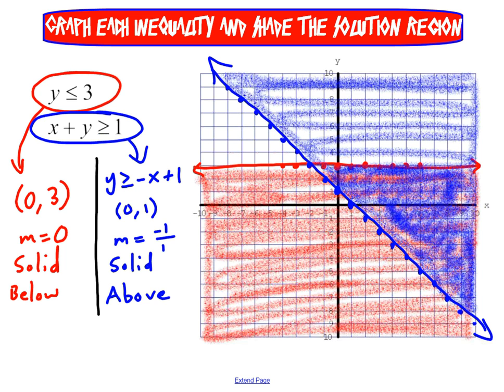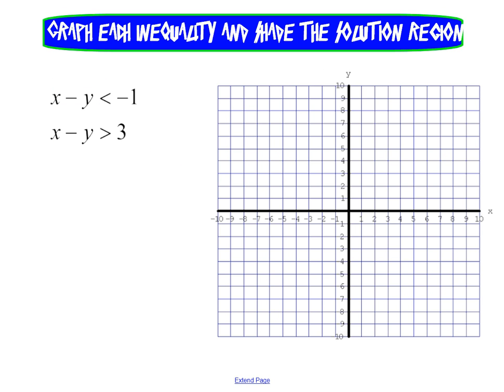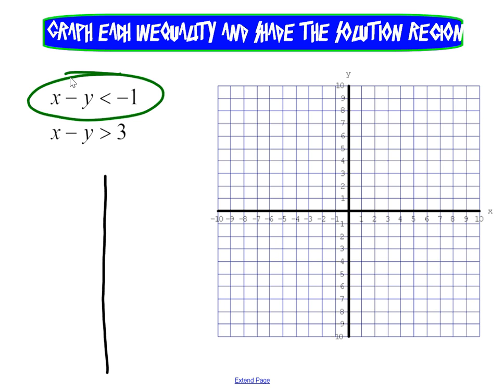Let's look at our next problem. I have the first equation right here. I'm going to subtract x on both sides first, so I have negative y is less than negative x plus 1. Sorry, that should be a negative 1.